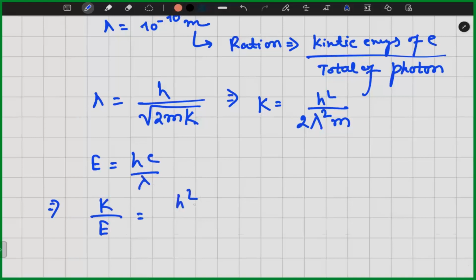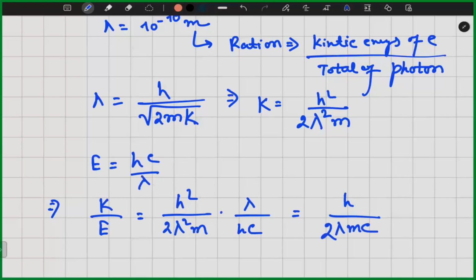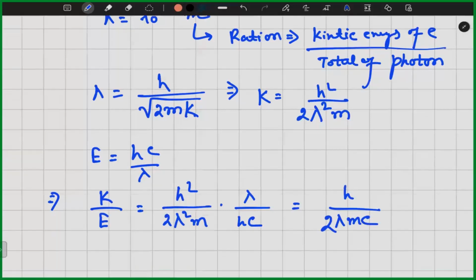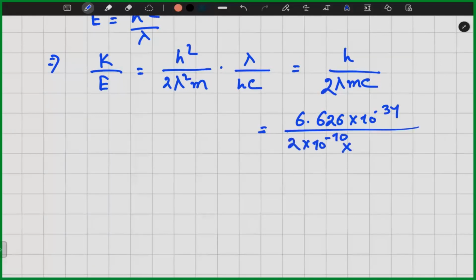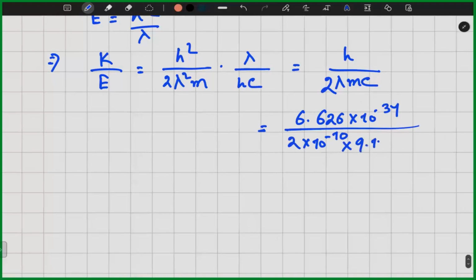We can write lambda square, h square by lambda square. It will be reversed, hc. So it will be h by lambda mc. Right. So it will be 6.626 into 10 to the power minus 34, over 2 into 10 to the power minus 10. This is the mass of the electron, 9.1 into 10 to the minus 31, and 3 into 10 to the power 8. If you want to check, the unit of h is joule second.